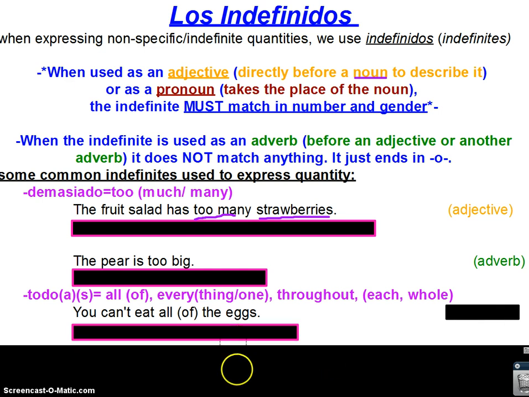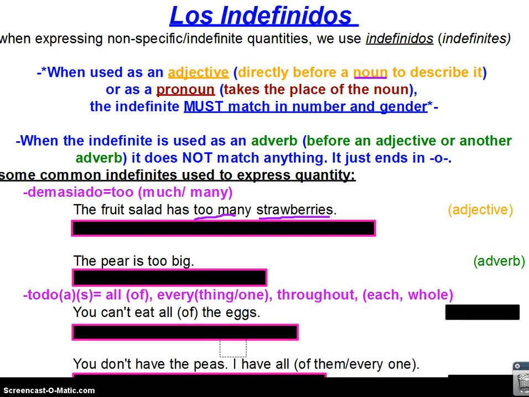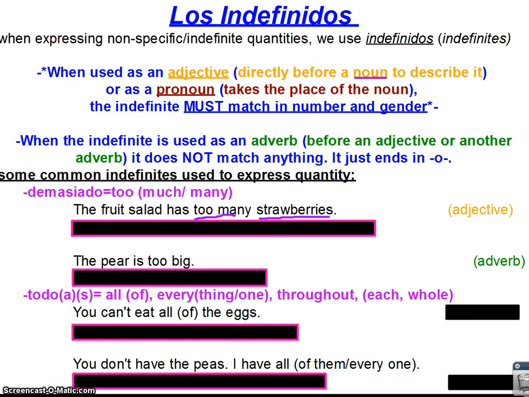Skip a line for the Spanish answer. Maybe skip another so that your notes are nice and neat. And write down, you don't have the P's. I have all, or I have all of them, or everyone. Off to the right, leave a space to decide if "all" is an adjective, pronoun, or adverb, and we'll check when we go over them in class. If I've gone too quickly, press pause, and then continue on when you're ready.